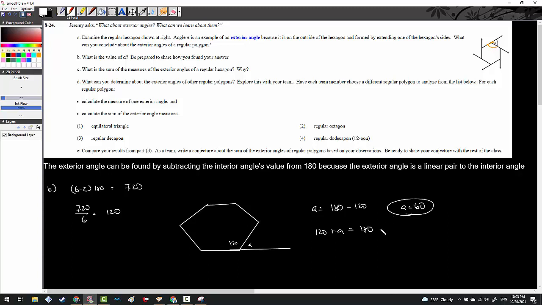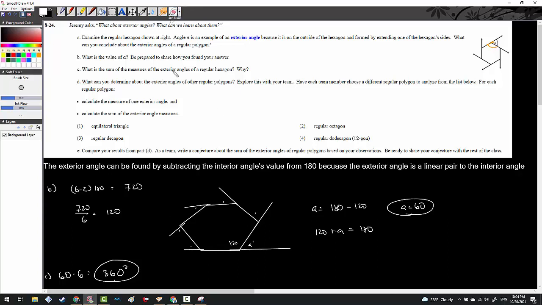Now, what is the sum of the exterior angles of a regular hexagon? Well, since all of the angles are the same, since we're dealing with a regular hexagon, let's count how many exterior angles we have. Looks like 1, 2, 3, 4, 5, 6 of them. If I take 60 and multiply by 6, I get 360 degrees. So the total angle sum of all the exterior angles on this hexagon is going to be 360.